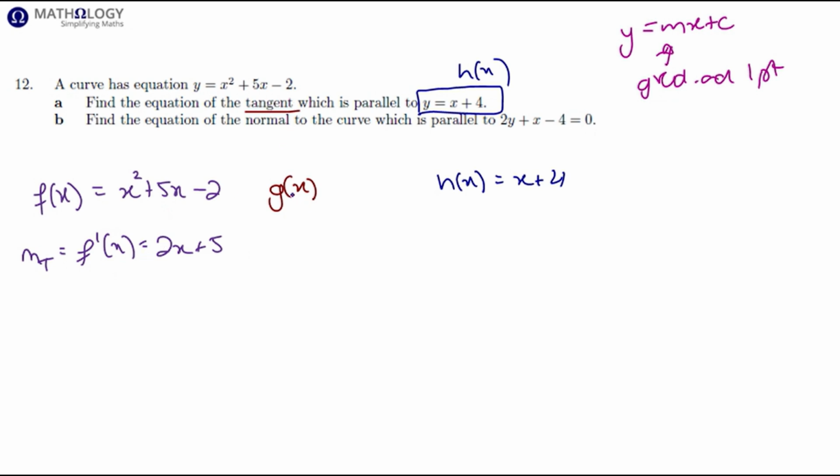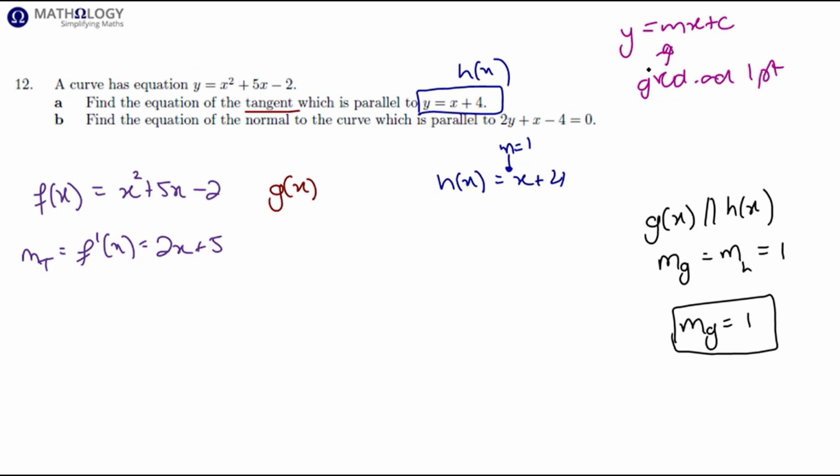The tangent g of x is parallel to h of x. So we know that g of x is parallel to h of x. That means that the gradient of g equals the gradient of h. That's the definition of parallel lines, is that they have equal gradients. Now, looking at h of x, you can see that the gradient of h of x is 1. That's the coefficient of x. So we know that the gradient of g is 1.